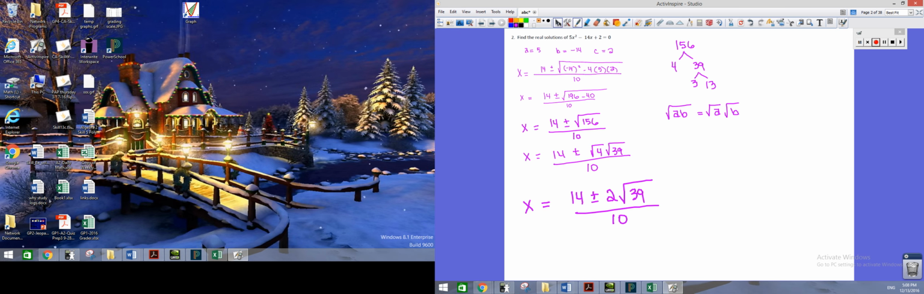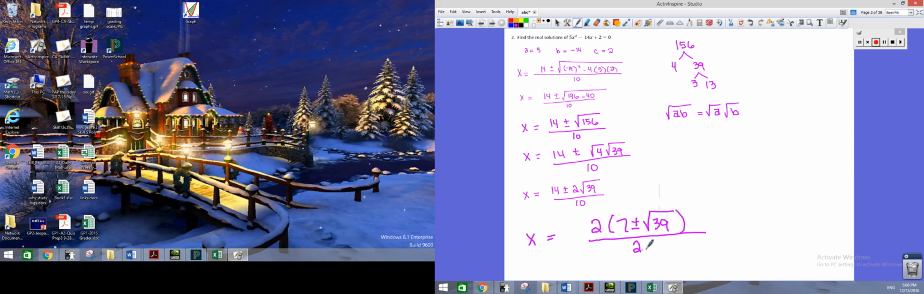Let's factor, because terms don't cancel, so let's factor a 2 out of each term in the numerator. So I'll have 7 plus or minus radical 39, because I took a 2 out from both terms. I'm going to look at 10 as 2 times 5. Since this is multiplication, these are common factors and they cancel, and I'm left with my final answer, 7 plus or minus the square root of 39, over 5. That's 2 answers, one when you add, one when you subtract on that numerator. So I hope that helps.